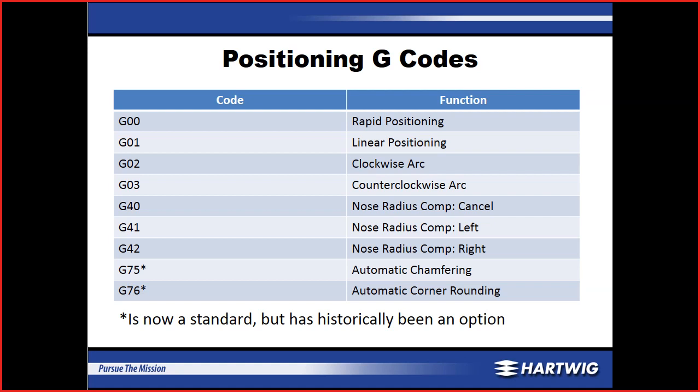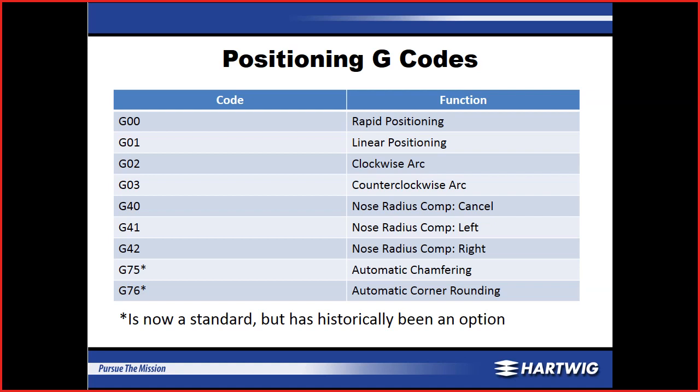Positioning G-codes. G0 is used for rapid positioning. That is going to tell the machine to move as fast as possible, and it is not going to take any defined path. So if you have an X and a Z on the same line with a rapid position, it may reach the X position before the Z position, meaning you need to be aware of objects that may be obstacles for the turret as it's rapiding into position.